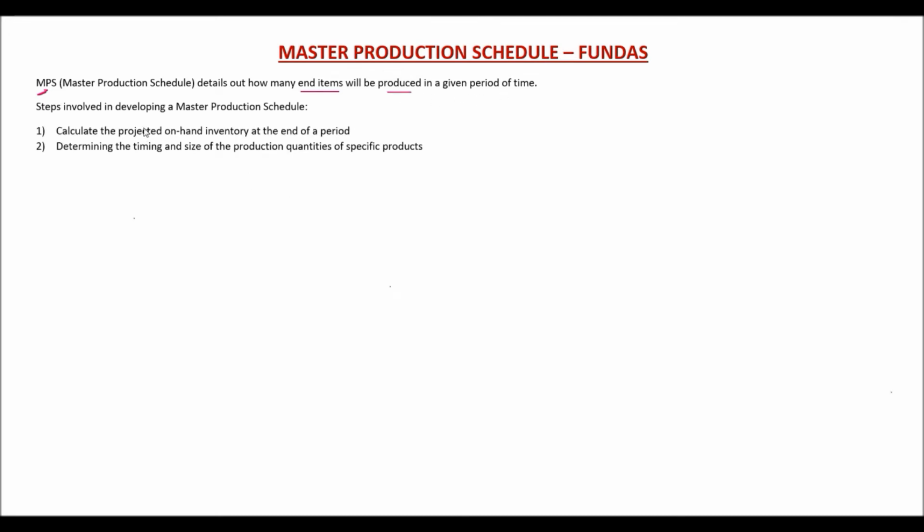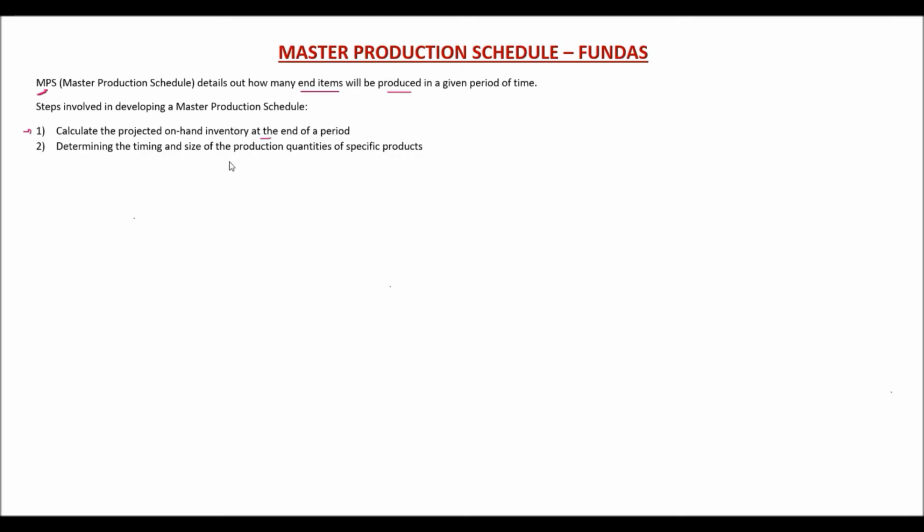Now, in order to develop a master production schedule, there are two steps involved. First step is calculate the projected on-hand inventory at the end of a period. So if you have inventory in your stock, then you don't need to produce anything because that inventory is good enough to meet the demand. So first we have to find out what is the inventory at the end of a period.